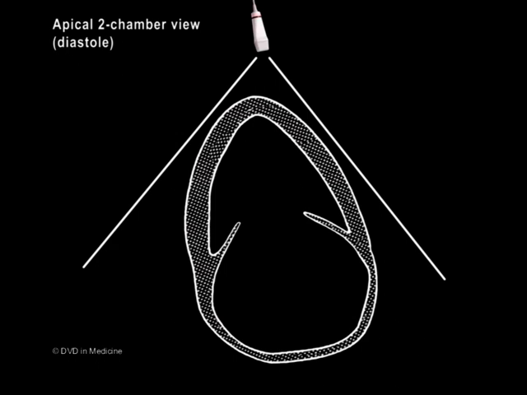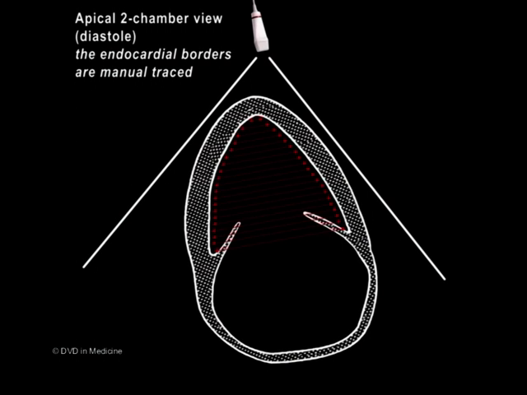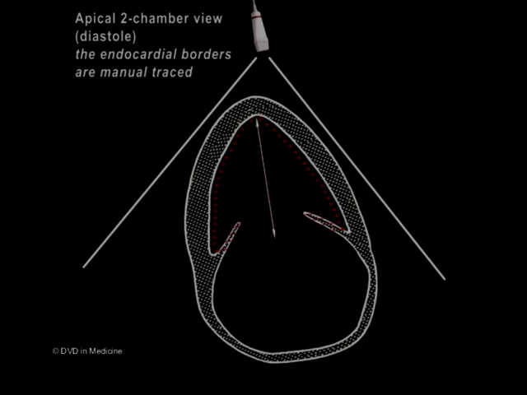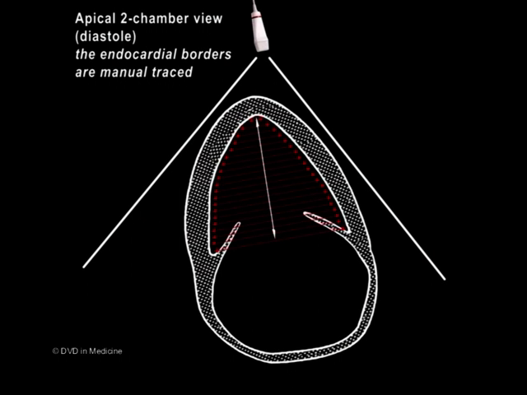One should return to two-dimensional mode and obtain a high-quality cineloop of the apical two-chamber view. Using this cineloop, one should find the maximal left ventricular diastolic dimension. Again, after activating the appropriate program, one should perform manual tracing of endocardial borders. One is determining the long axis of the left ventricle in diastole.